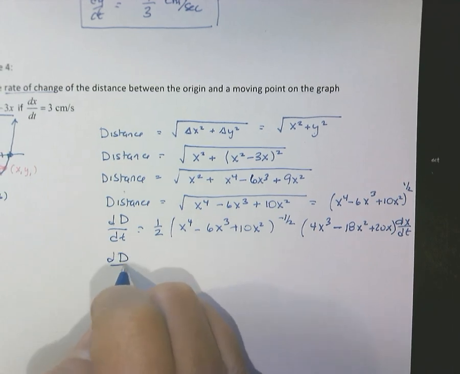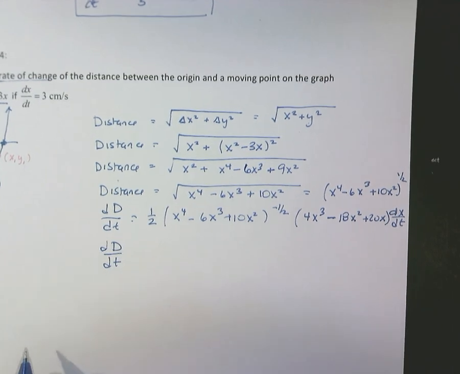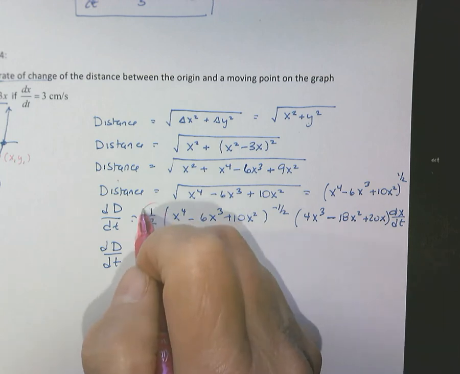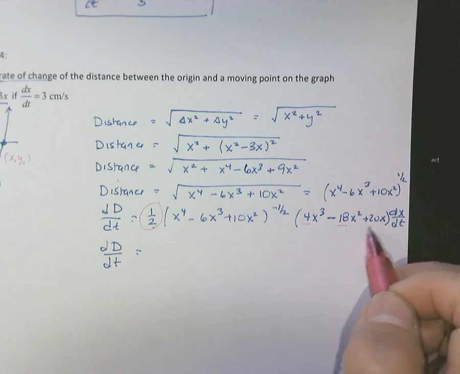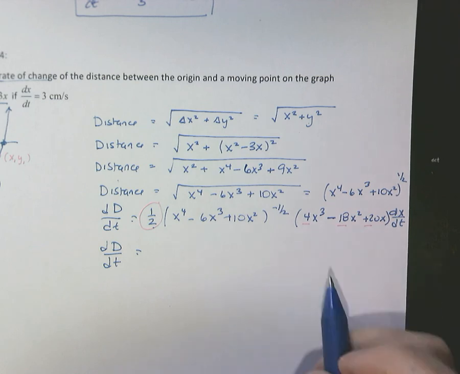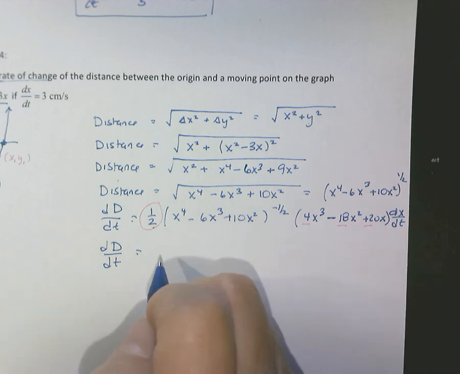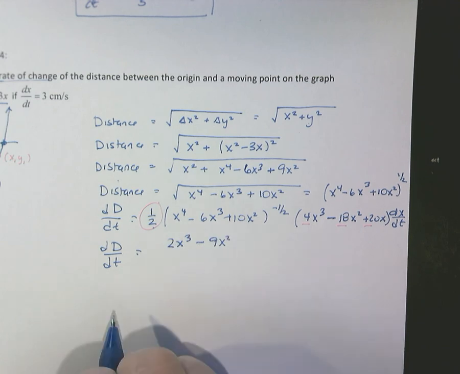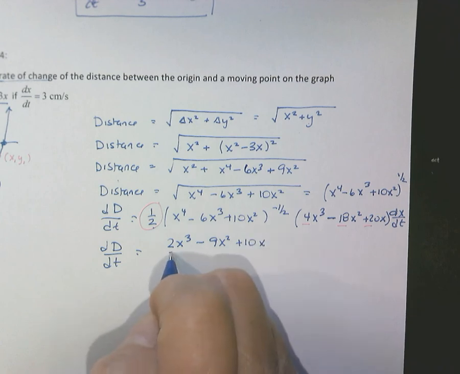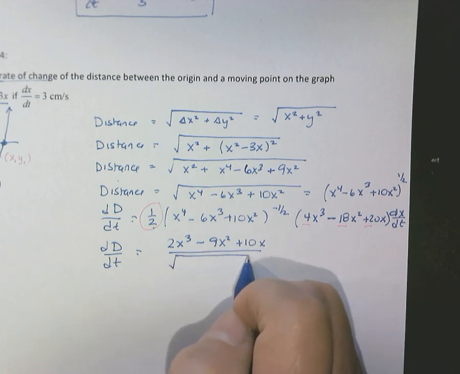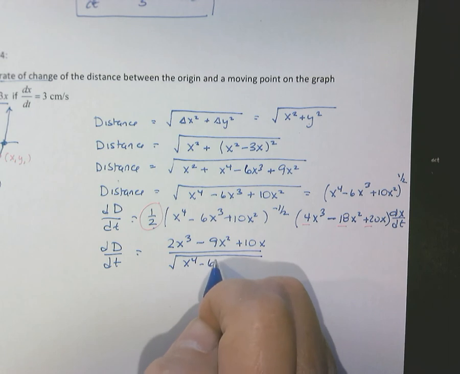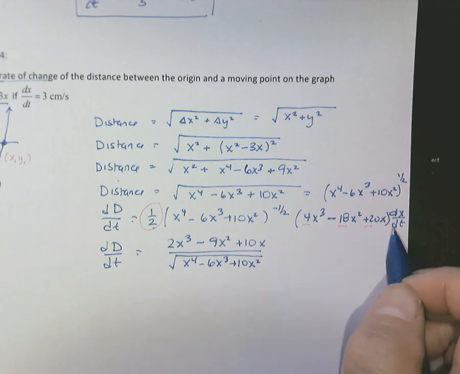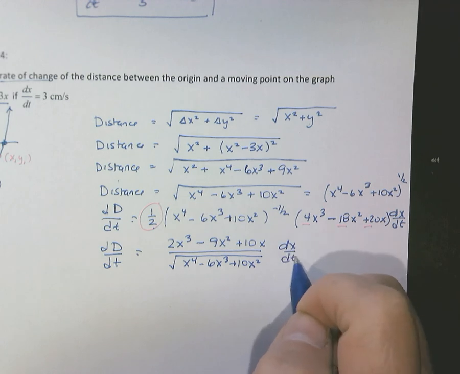So d/dt is going to equal, notice this 1/2 here for 18 and 20. If I multiply 1/2 and distribute it in, I'm going to get 2x cubed minus 9x squared plus 10x over the square root of x to the 4th minus 6x cubed plus 10x squared. And that's the square root. And then don't forget dx/dt.